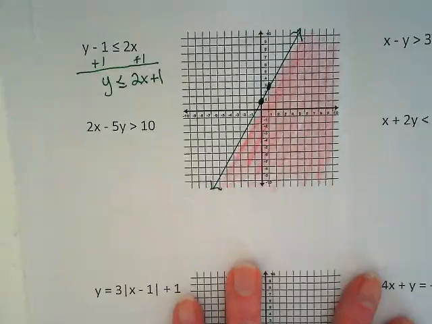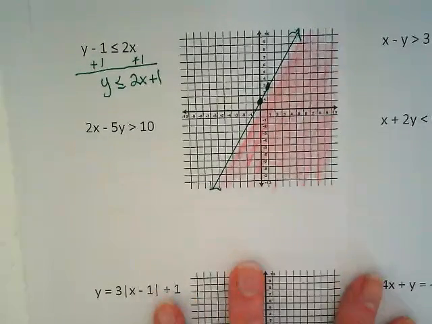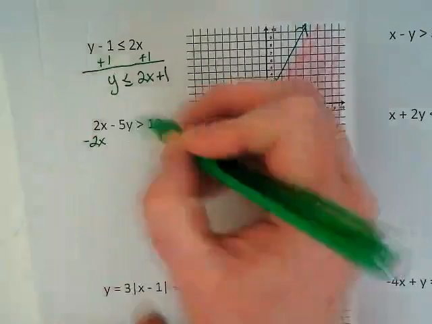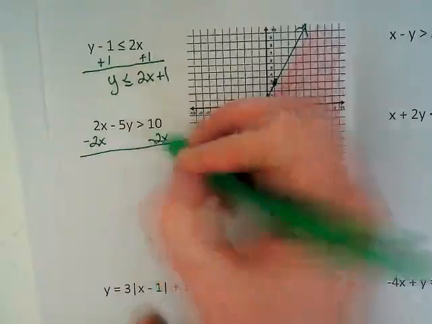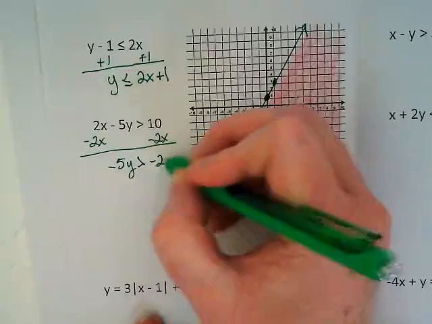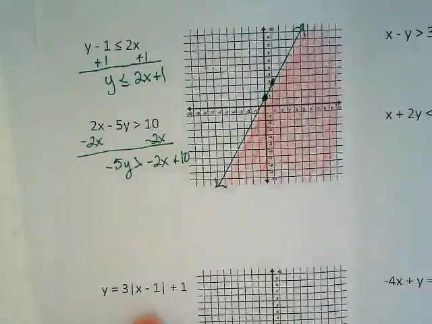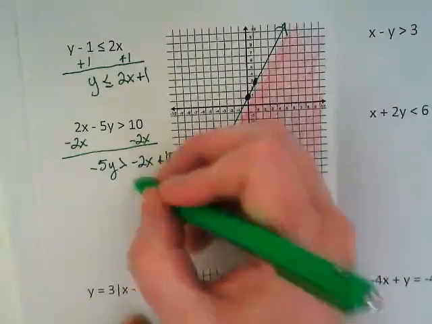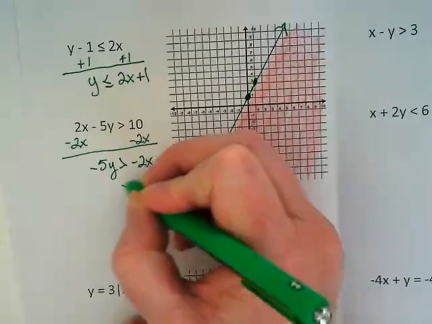Our second inequality has a couple things we have to do to it. We need to move the 2x. So let's subtract it, and we get negative 5y is greater than negative 2x plus 10, and then what are we doing with the negative 5? If we're dividing by a negative, what happens to the inequality? It flips, so I always do that first just so I don't forget it.